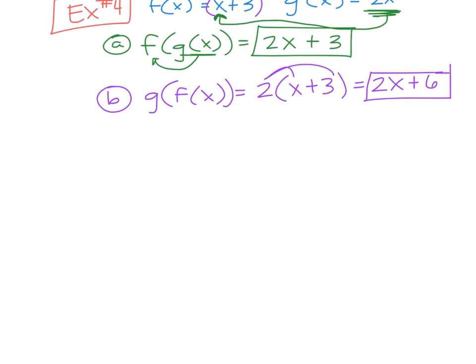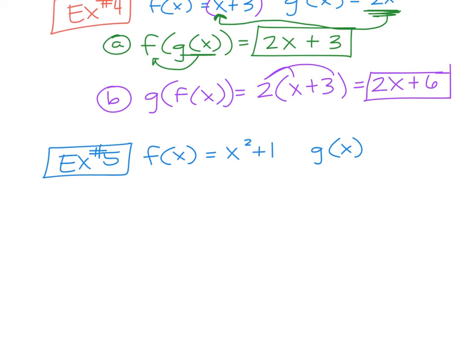Last one. Well, 2 problems, but using this last function setup. Example 5. Our functions are f of x, which is x squared plus 1, and g of x, which is x plus 3. Okay. And these ones get a little fancier. Here's what we want. I want f of g of x.